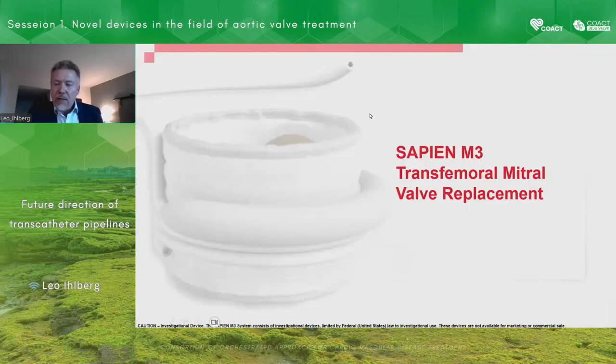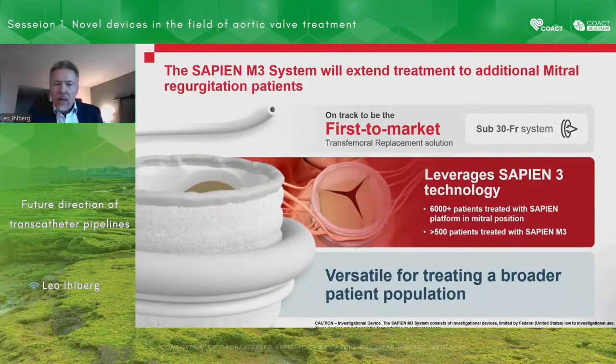The next technology that I would like you to draw attention to is SAPIEN M3, which is a mitral valve replacement technology. I guess that the SAPIEN valve doesn't need any introduction to this audience. I think that you're pretty familiar with that as a TAVR technology, but SAPIEN has been used in quite a few patients for mitral as well. So there's more than 6,000 patients that have been treated with SAPIEN in mitral position, mainly in valve-in-valve, valve-in-ring, and valve-in-MAC solutions. Now, M3 is a further iteration of SAPIEN in mitral.